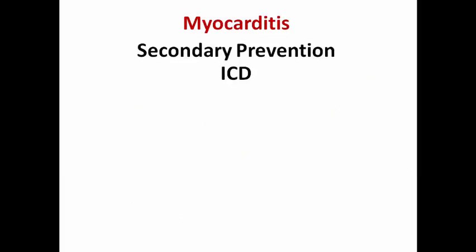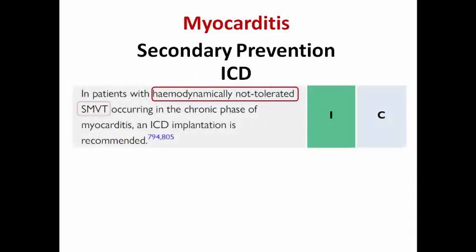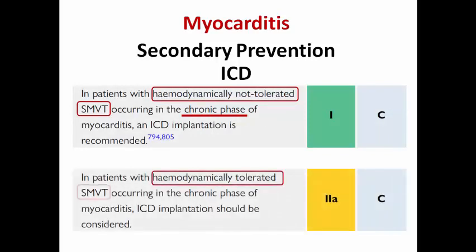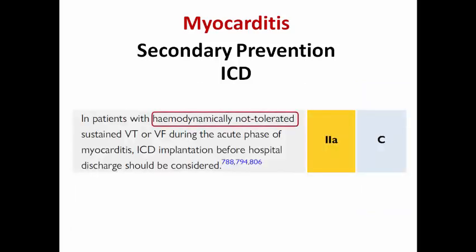The indication for secondary prevention ICD is in patients with hemodynamically not tolerated VT occurring in the chronic phase. It is a class 1 indication. If hemodynamically tolerated in the chronic phase, it is class 2A. And also, it is class 2A if there is hemodynamically not tolerated VT or VF during the acute phase of myocarditis. This is the only indication for secondary prevention ICD for the acute phase and before hospital discharge.